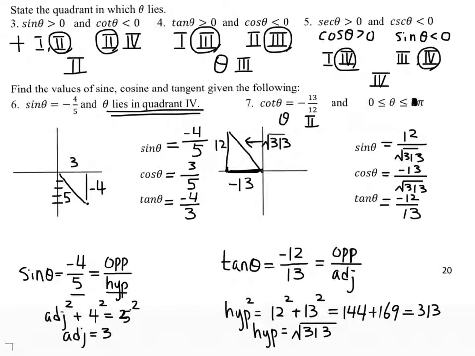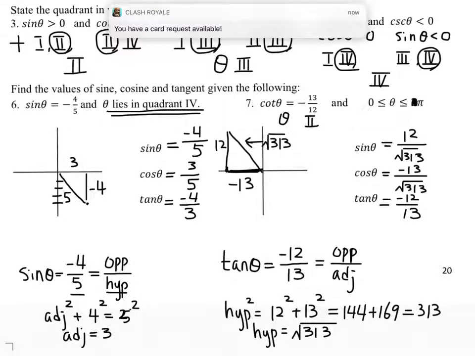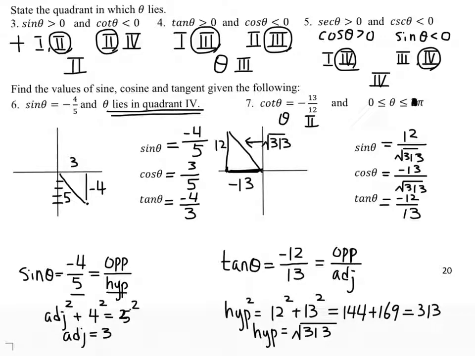So to wrap up today's lesson, make sure you identify which trig ratios are positive or negative in each quadrant. Identify the angle theta. Then you can calculate the numbers accordingly.